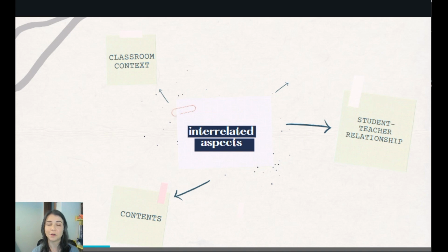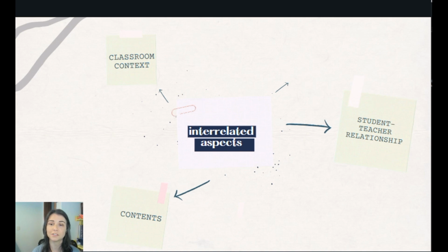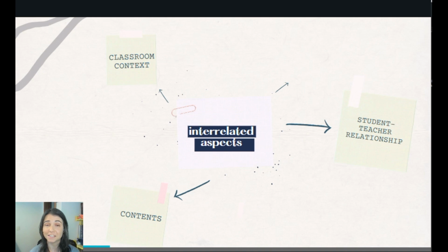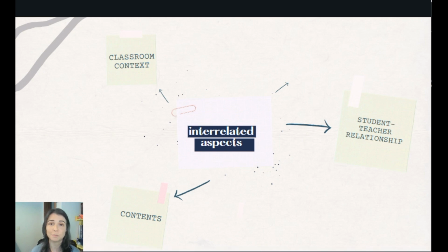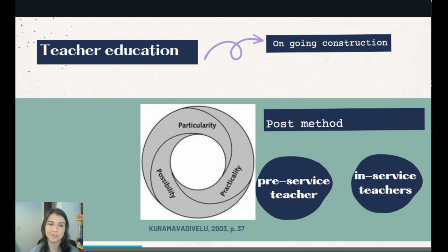So the classroom context has interrelated aspects. We have to think of contents, student-teacher relationship, the institution that the teacher and the students are in, and we can discuss all these interrelated aspects when we talk about the POS method theory. So when we talk about teacher education, we need to keep in mind that it is an ongoing construction.